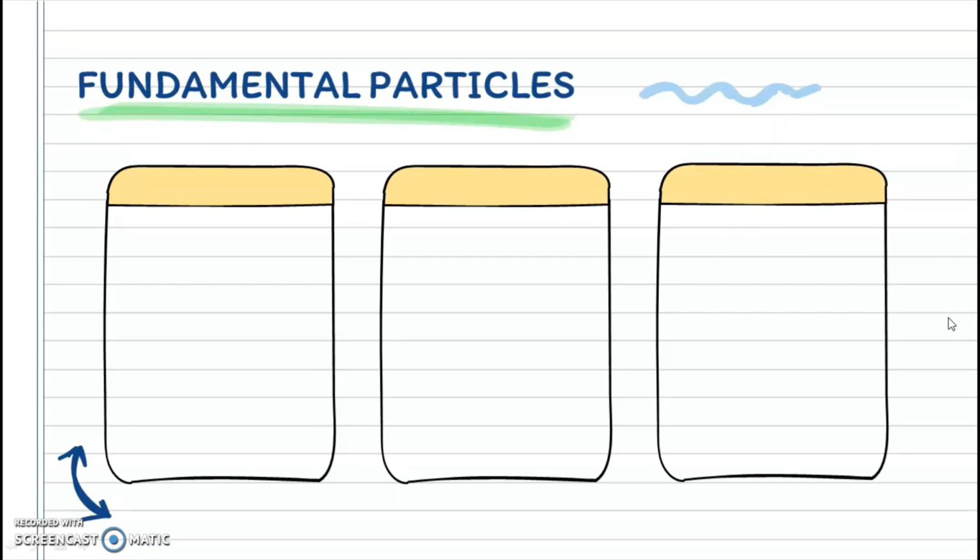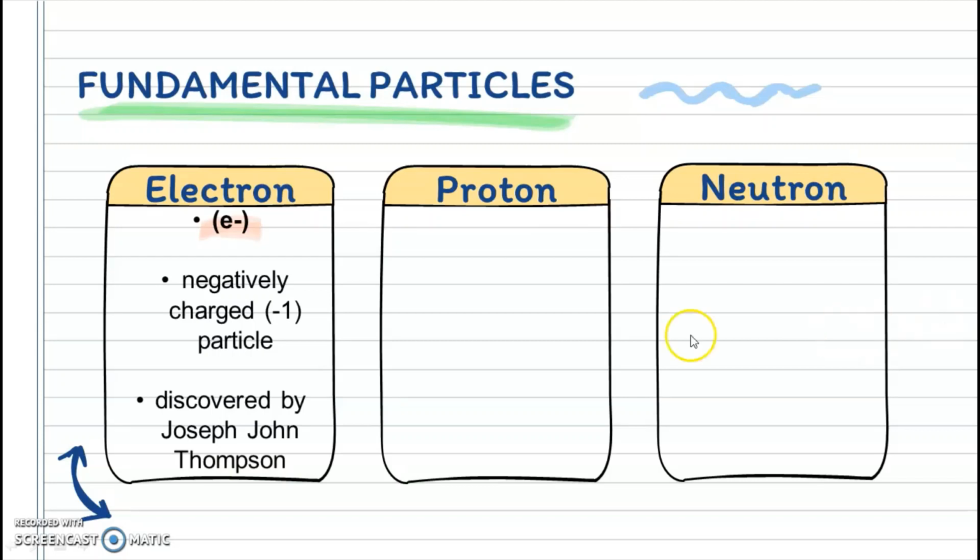We also have fundamental particles, or ito yung mga composition ng ating mga elements. Meron tayong tatlo, which are electron, proton, and neutron. So, dun muna tayo sa electron. It is represented by e-, dahil siya ay negatively charged particle or meron siyang negative 1 na charge. It was discovered by Joseph John Thomson.